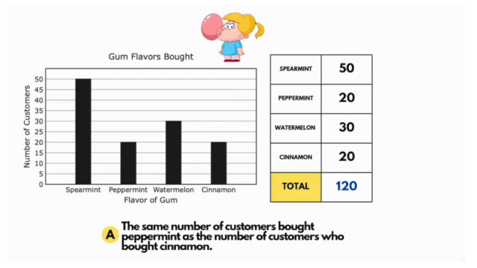So the same number of customers bought peppermint as the number of customers who bought cinnamon. Let's highlight them in our table. They are the same. So yes, A works. All right, moving on to B.